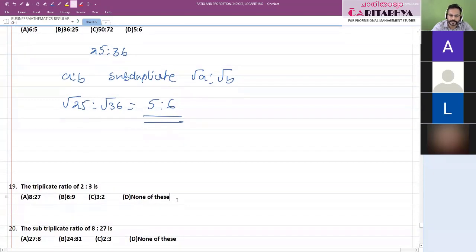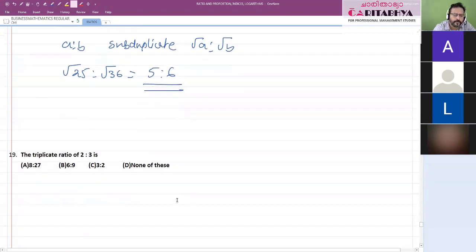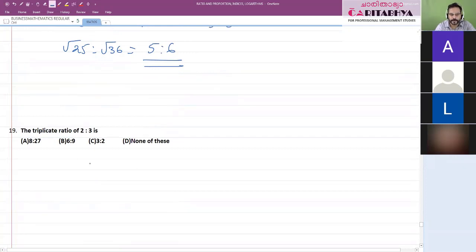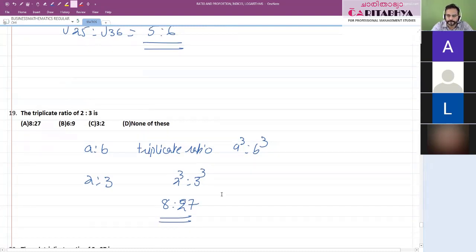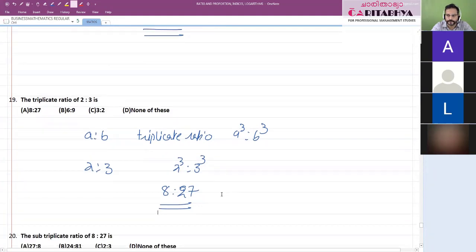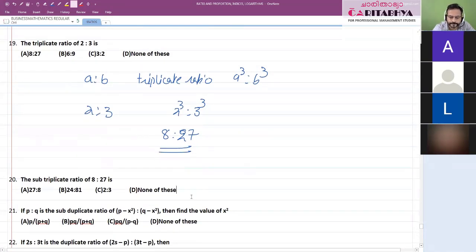Okay, then next question. Find the triplicate ratio of 2:3. A is to B is the given ratio, so the triplicate ratio will be A³:B³. So for 2:3, it is 2³:3³. 2³ is 8, 3³ is 27. So 8:27.